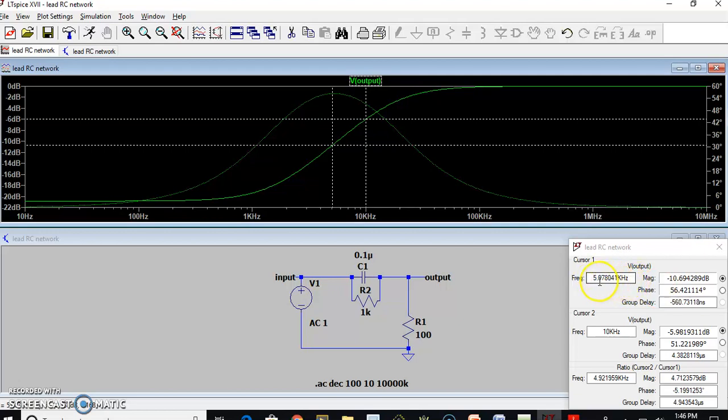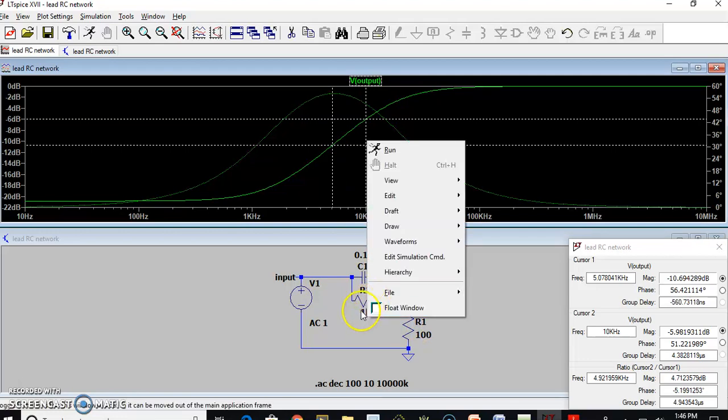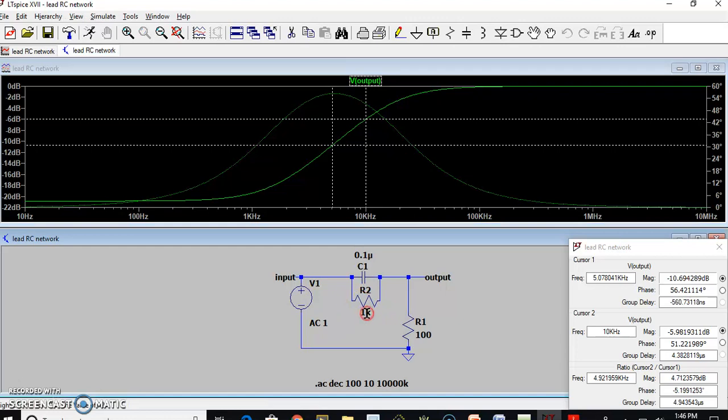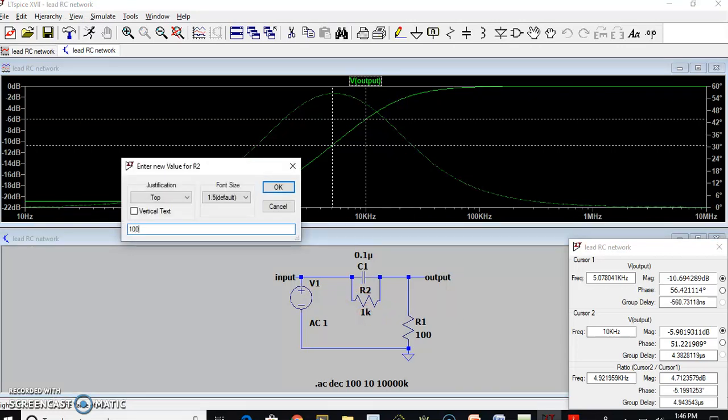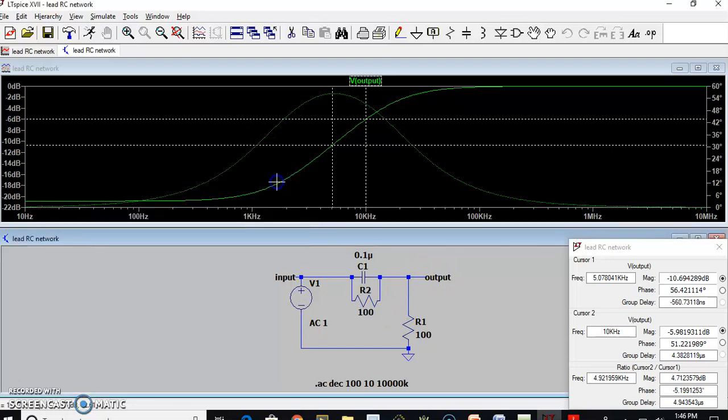This is again decided by the location of the poles and zeros. The square root of fp into fz happens to be the frequency at which the maximum phase of 54 degrees will occur. If you change the values of fz and fp, the maximum phase will also change. So if I change the value of this, if I make this equal to 100 now and start simulating, because this 100 will affect both the zero frequency as well as the pole frequency.